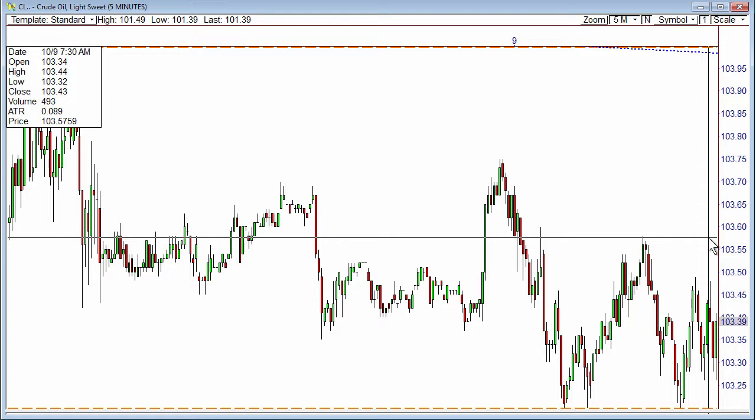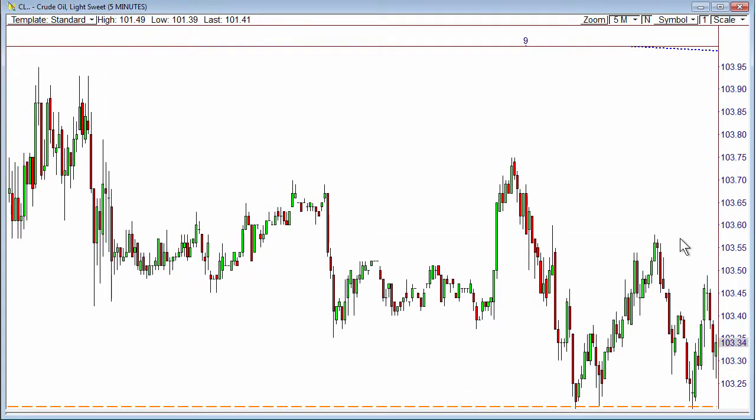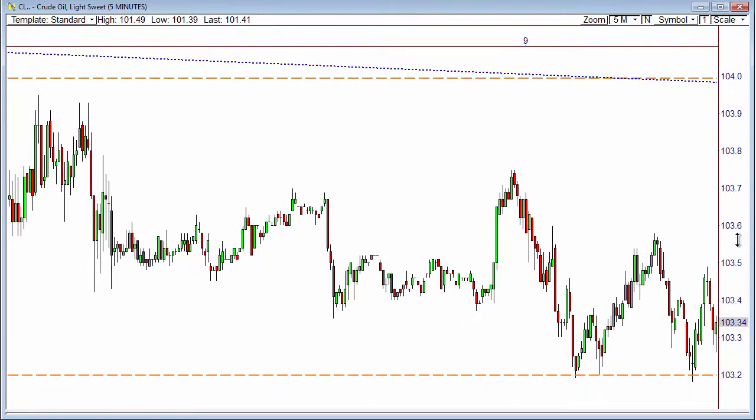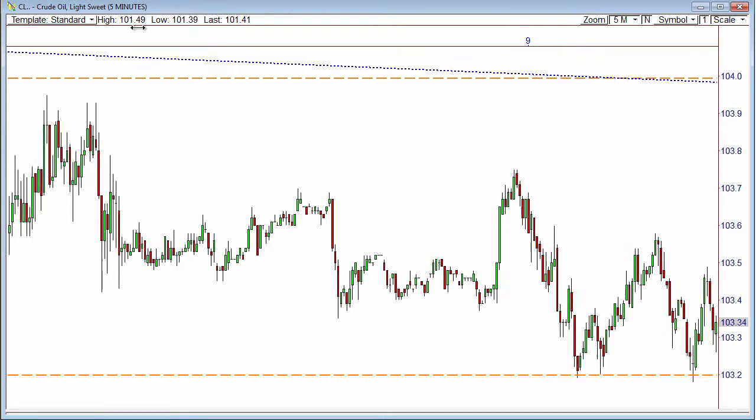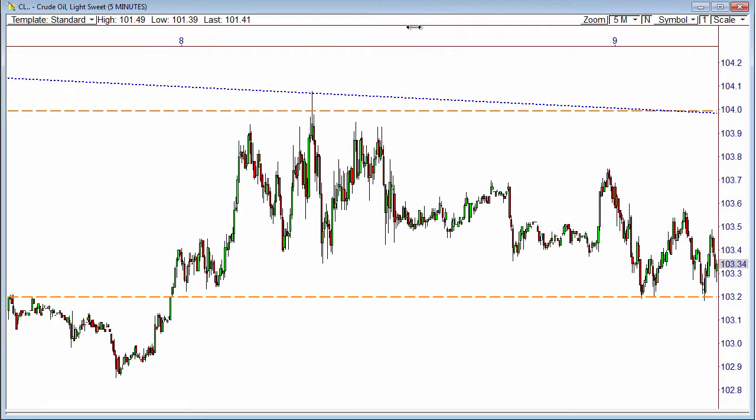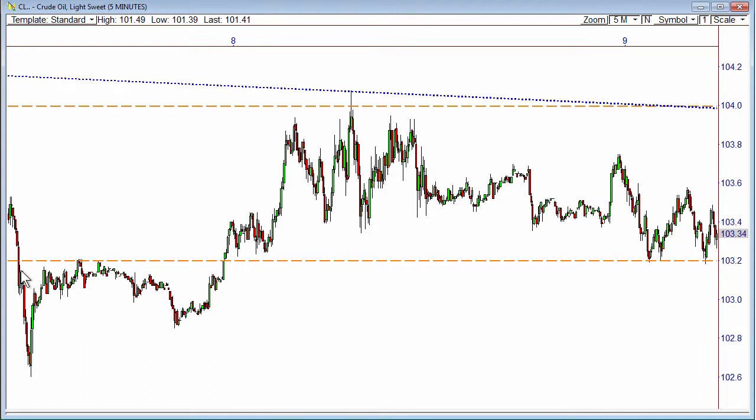I'm giving you this analysis at around 7:30, so price is somewhere about right here at this time. And you can see 103.20 had been a key support level. As a matter of fact, if you go back in time, 103.20 had been a key pivot overnight and in the prior session, and that's why I marked it as a major support level. We break 103.20, we likely see 102.94 and 102.53.